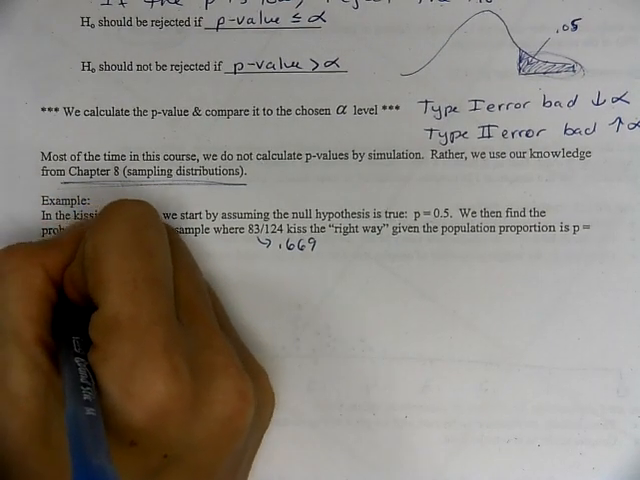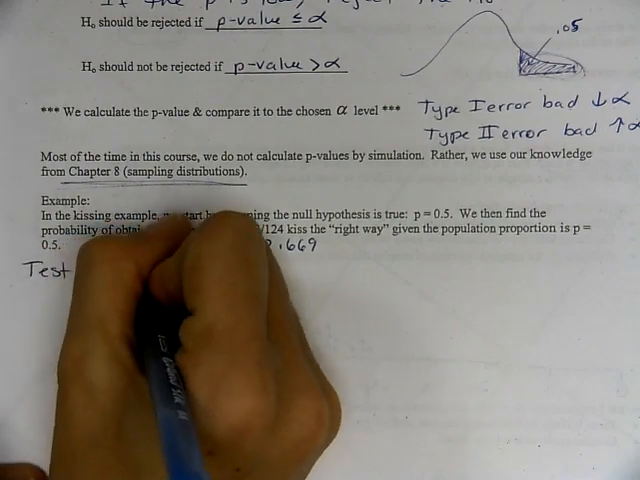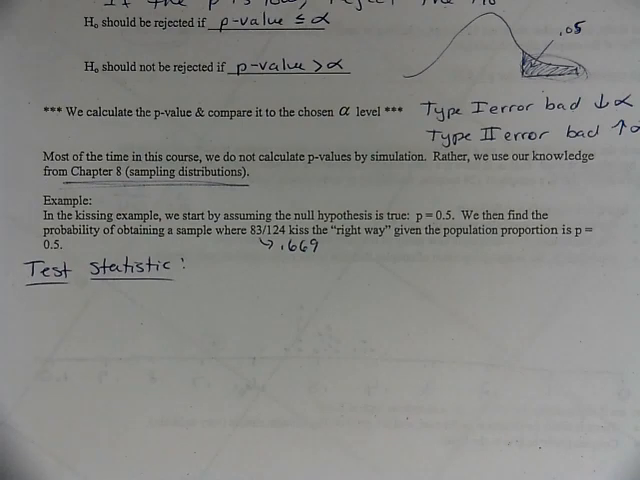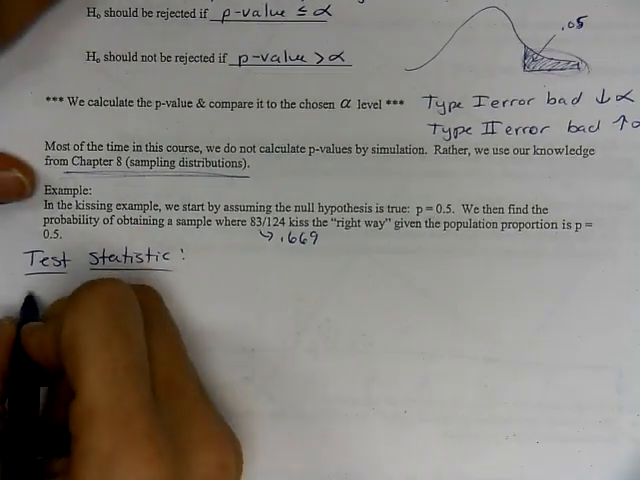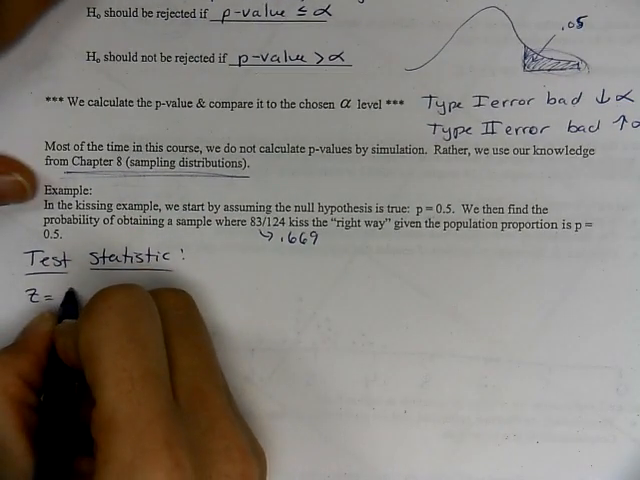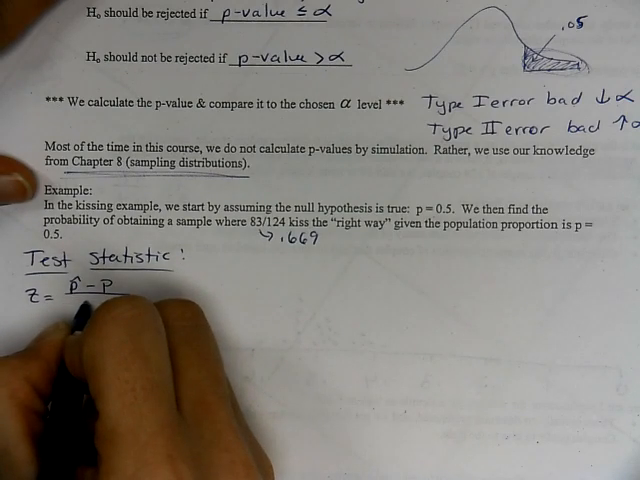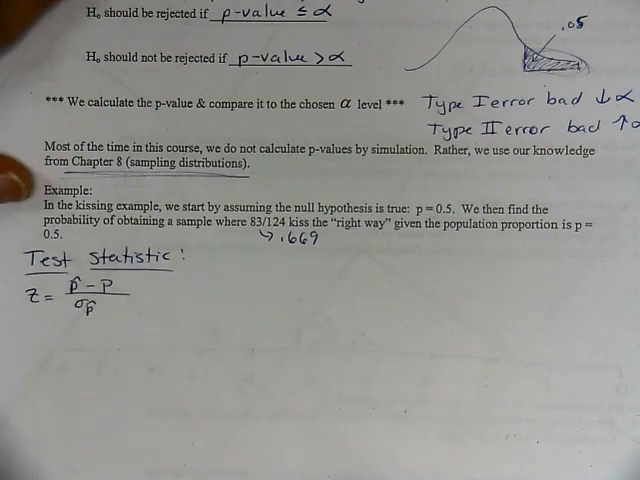So when we do our test statistic, it's just another name for a z-score. We're basically finding a z-score. So remember our z-score formula. Here it's going to be p hat minus p divided by the standard deviation of p hat.